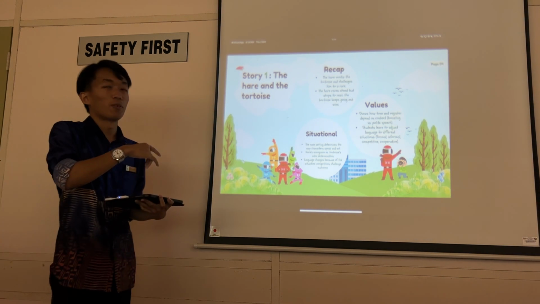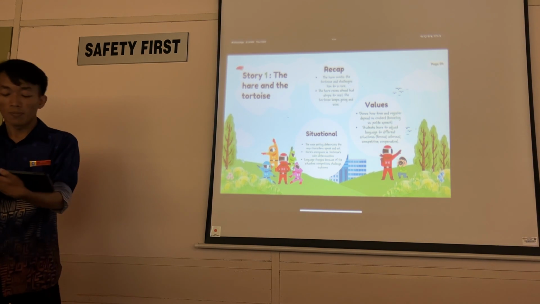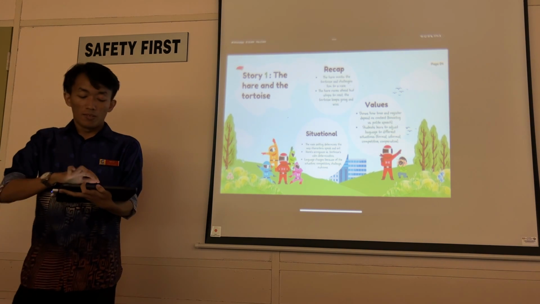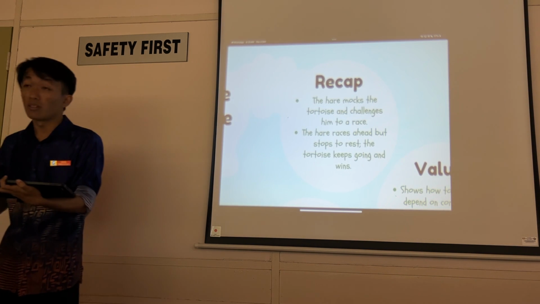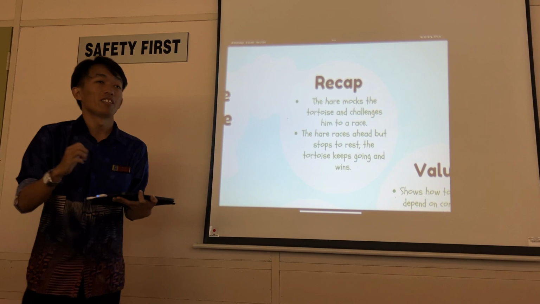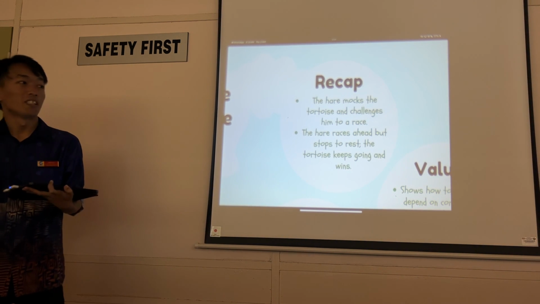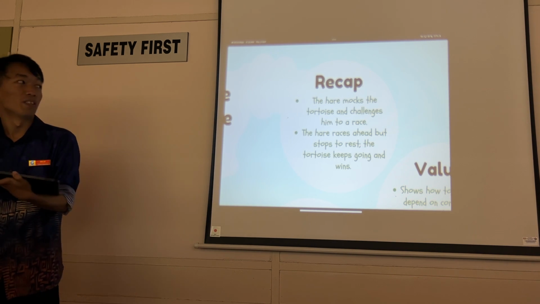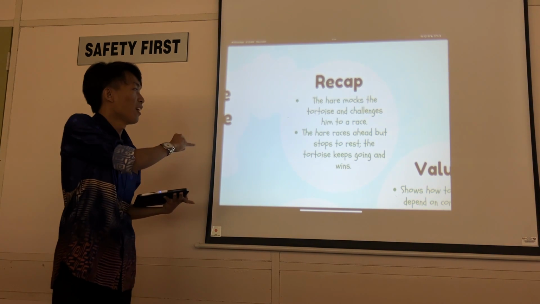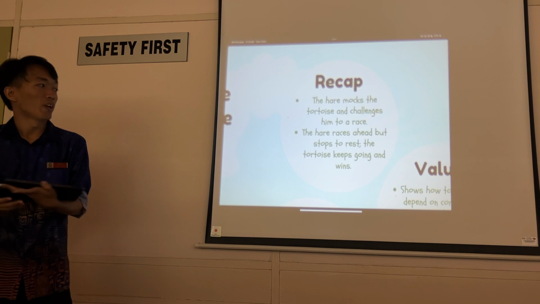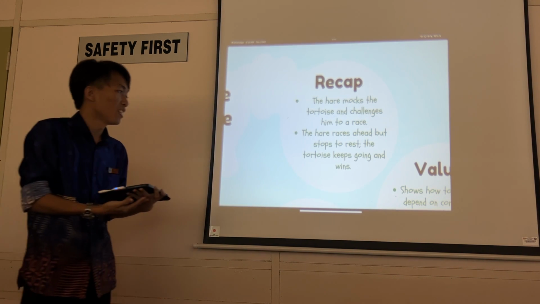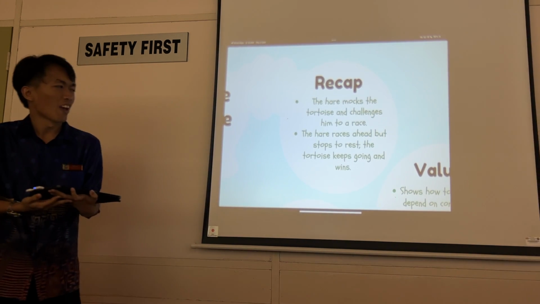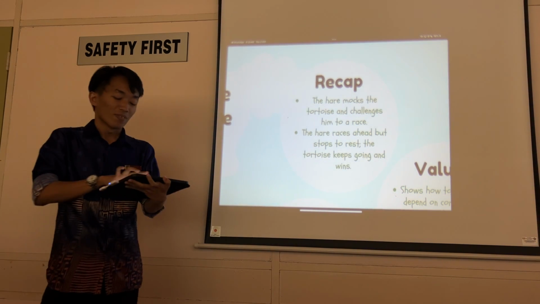Okay, so let's recap first. What's the story about? First of all, the hare mocks the tortoise and challenges him to a race because he sees him as a tortoise, so he thought he must be slow. And the hare races ahead but stops to rest, and then the tortoise keeps going and wins the race.